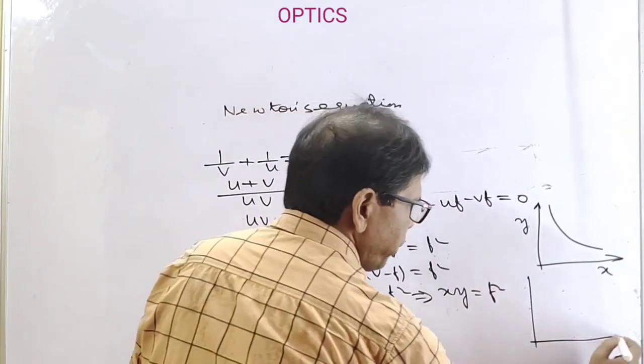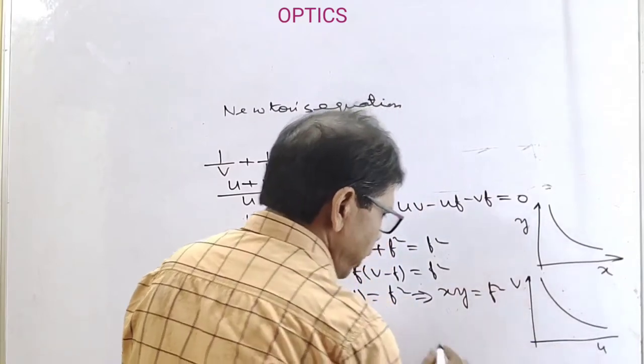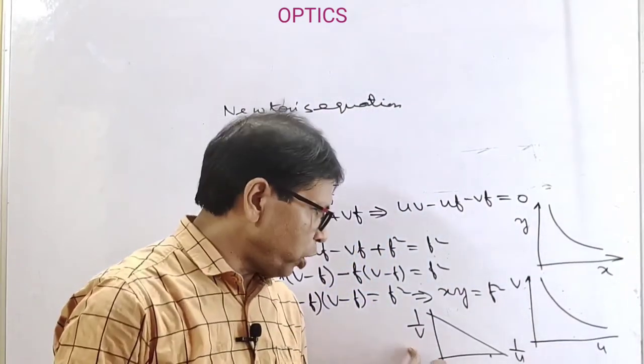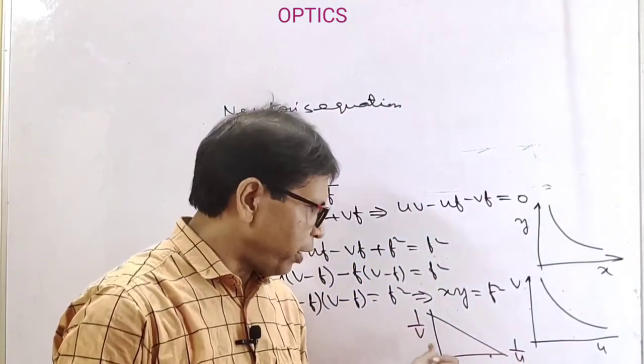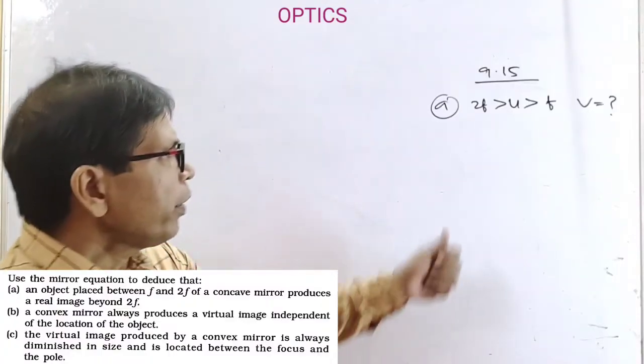Now, if a graph is plotted between X and Y, then this graph becomes a rectangular hyperbola. If a graph is plotted between U and V, this graph is also a parabola. And if a graph is plotted between 1 by U and 1 by V, then this graph becomes a straight line.